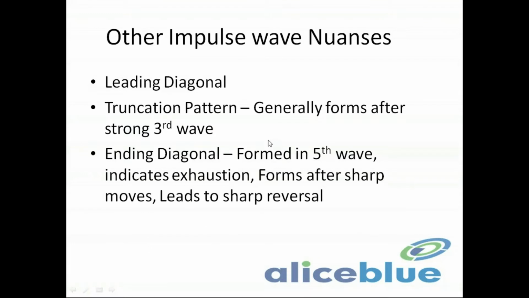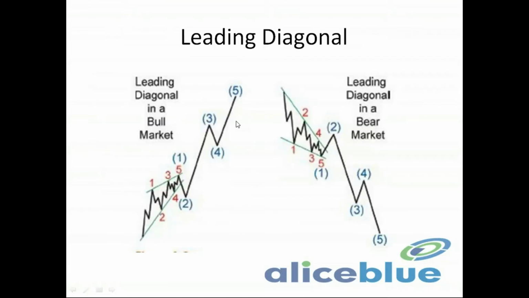Okay, other impulse wave nuances, the other types of impulse wave: there is a leading diagonal. This is how a leading diagonal looks in a bull market. Here you will see that wave 4 has gone below wave 1, right? Here wave 4 has gone below wave 1. This happens in diagonals only, but see the sharp reversals in both cases. So this is one way you can trade. You know that this is going to end, and when it ends, it's going to go up sharply. This will be very sharp, so you can play on that one.